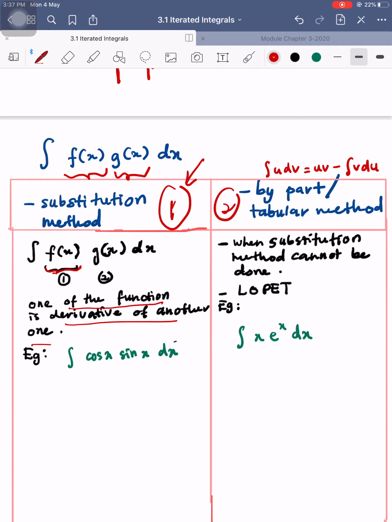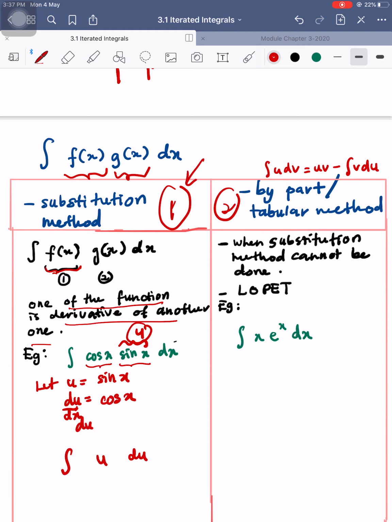Let's say sine is the derivative of cos, right? And cos is also the derivative of sine. So this one might be possible for substitution. Let u equal to, let's say you choose sine x. So differentiate, du over dx. Why do you differentiate? Since you let this one as u, you want to integrate with respect to u. This one becomes u, so you want to have du. So du over dx, you get cos x.